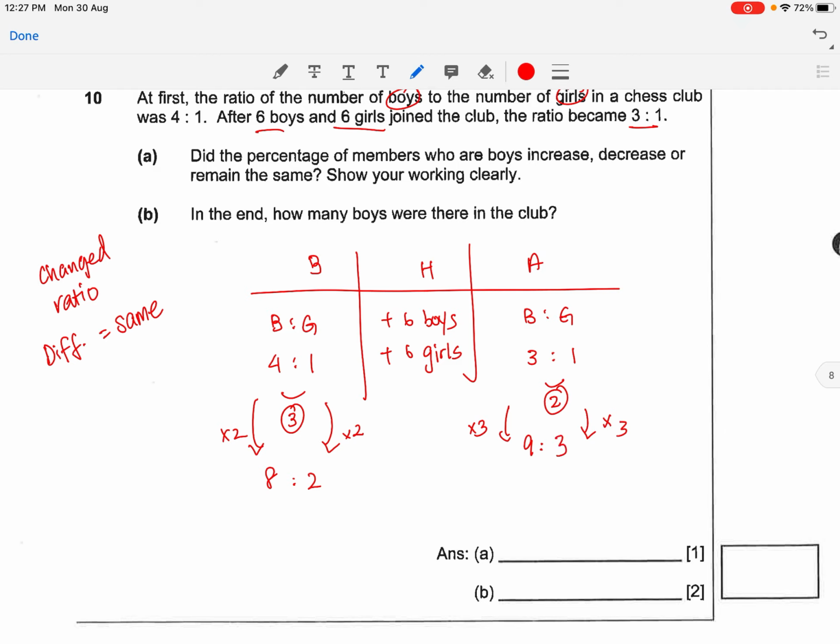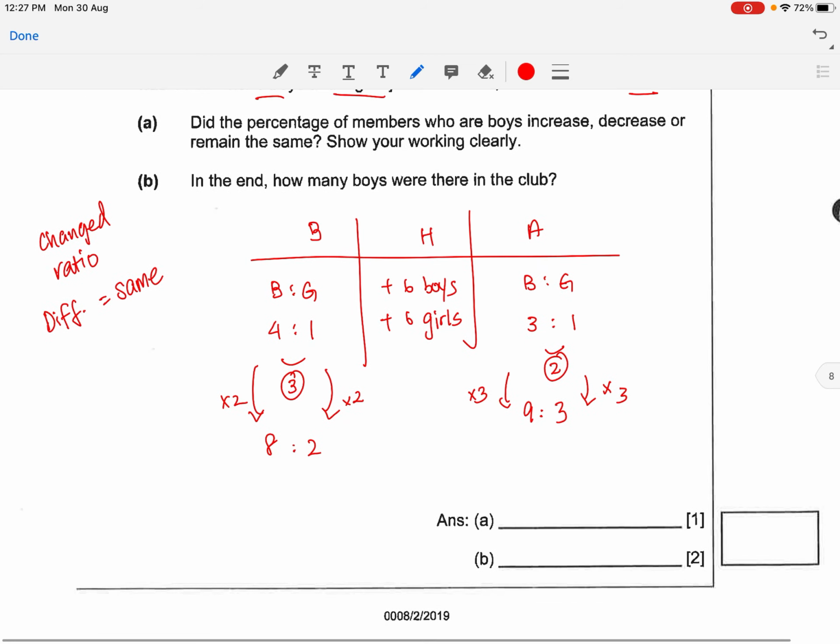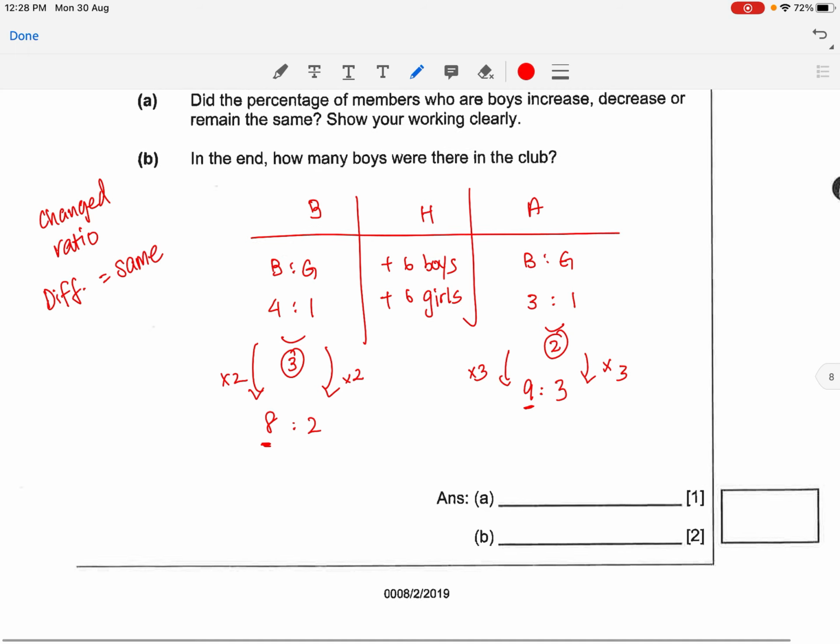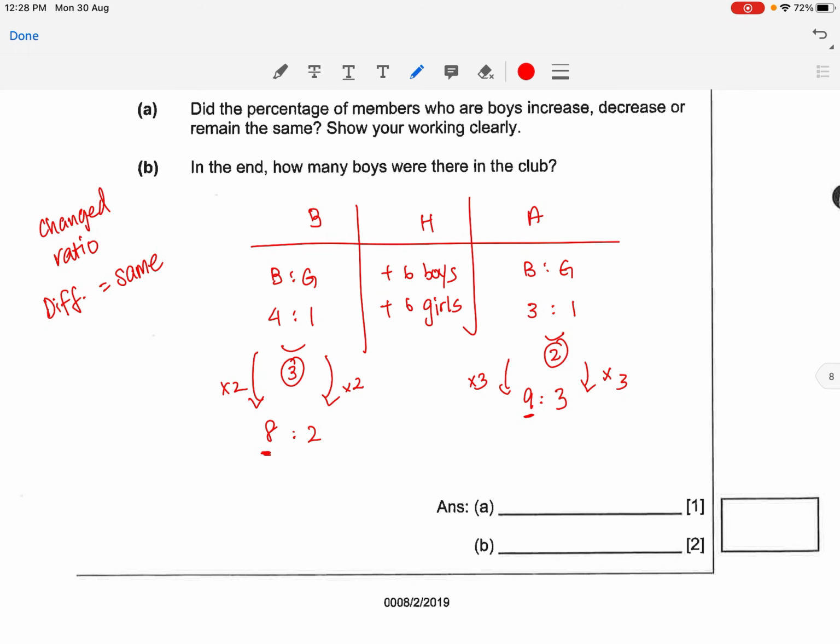All right, so you can see that the boys increase, and then after that, the percentage of the members who are boys, does it increase, decrease, or remain the same? So I want you to see, originally I had 8. All right, and then after that, I have 9. So if you are unable to reason it out, we can still do it by the difference over the original times 100%. So I'm going to show you how to do it.